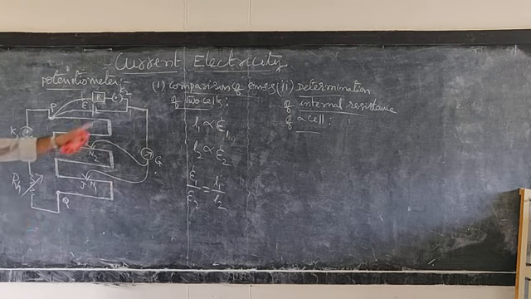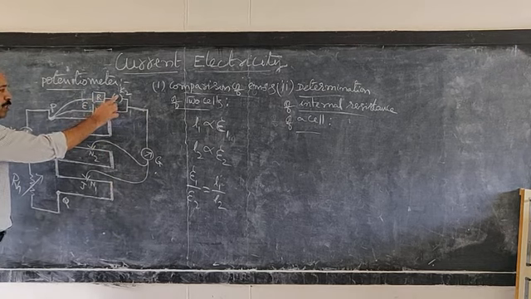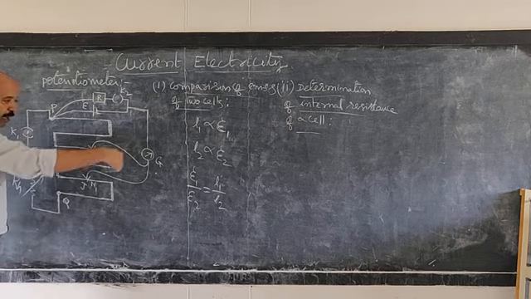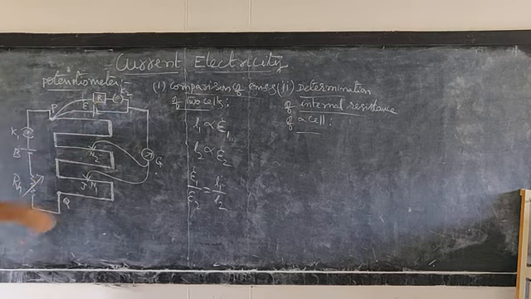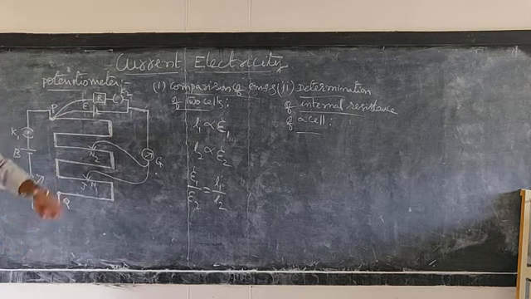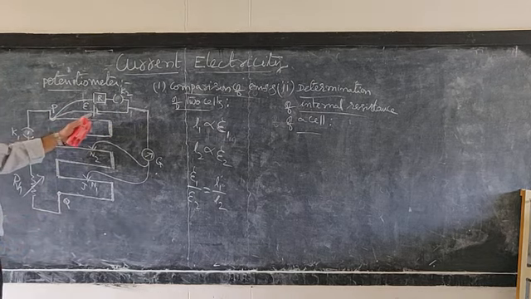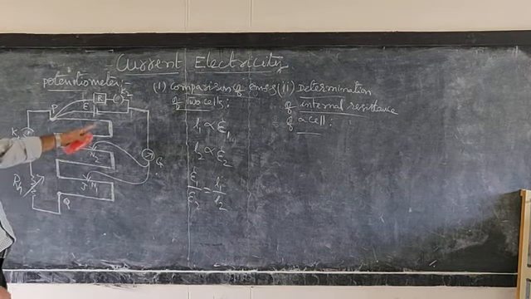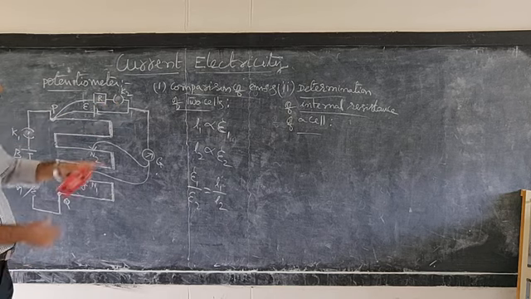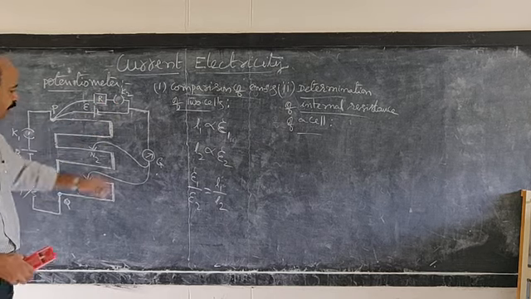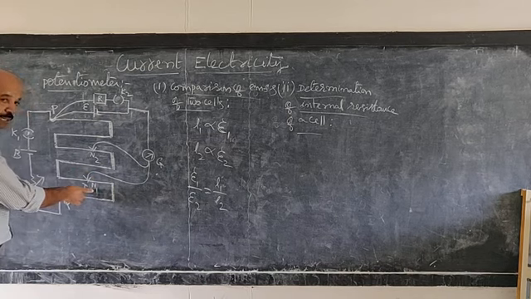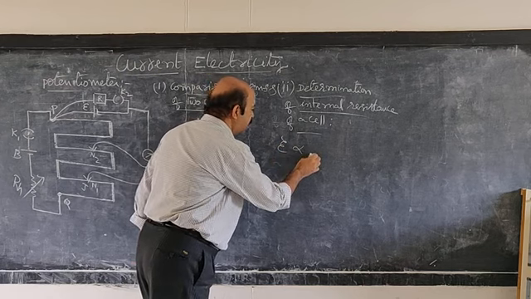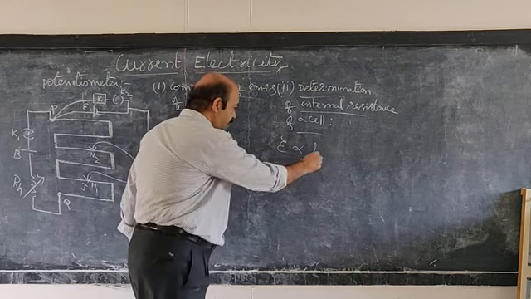Now, when the key is not introduced here, removed from this table, only the cell of EMF E will come into the circuit. If the key is kept in the hole, the resistance also comes into the circuit. Suppose only the cell is brought into the connection without inserting this key, then only the cell comes into contact and the corresponding balancing point here, suppose N1, then we can say this E is proportional to the obtained balancing length, say L1.